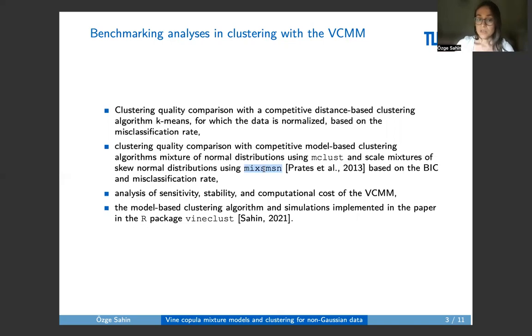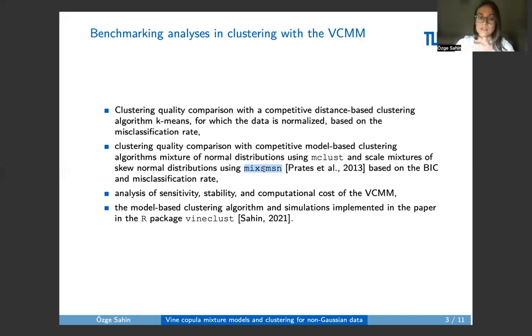Why we are using this R package specifically is that they also use K-means as an initial partition to initialize their parameters. Their stopping criterion to estimate the parameters is to stop if the number of iterations in their EM algorithm reaches one hundred. Therefore, the initialization and stopping criteria are similar to ours, making a kind of fairer comparison. Then we are analyzing our algorithm's sensitivity, stability, and some computational costs.